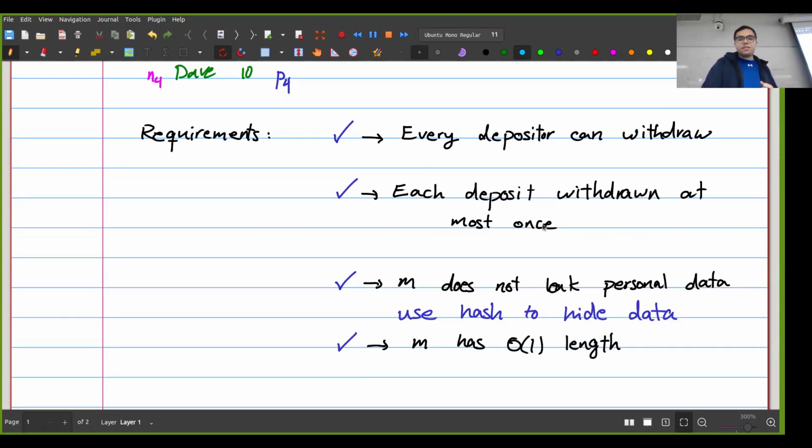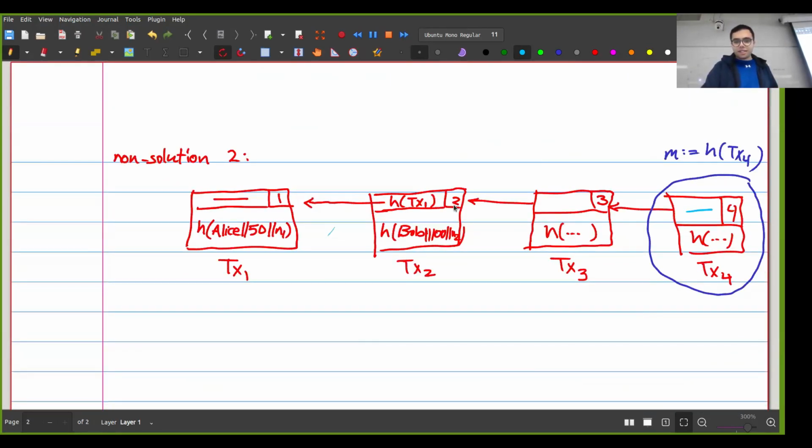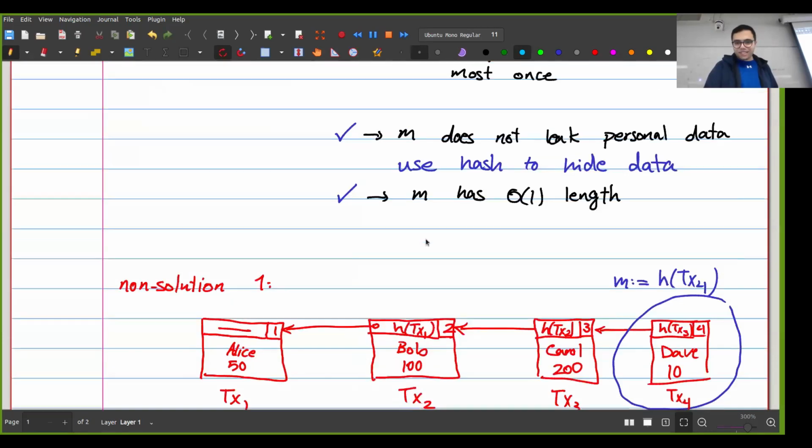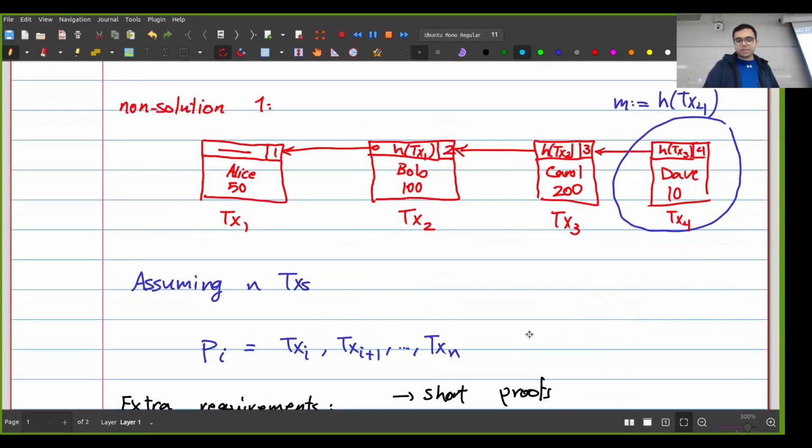Every deposit can be withdrawn at most once because, again, let's say the London branch just keeps track of the serial numbers that are withdrawn. And it's really important that these serial numbers and the hash pointers are outside of this hash. So the design is quite important here. And M does not leak personal data for the same reason as before. It's a hash. It has constant length for the same reason as before.